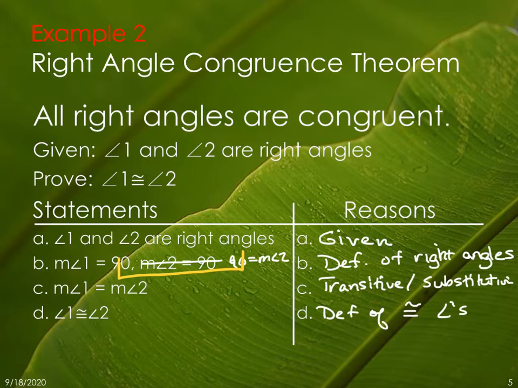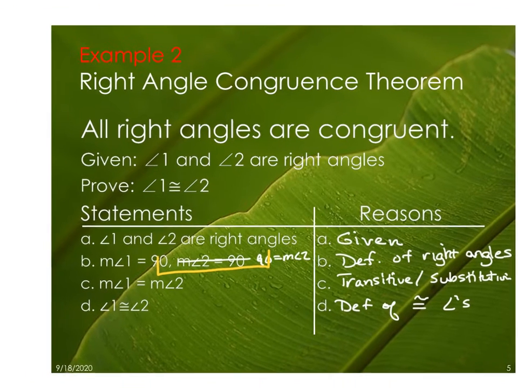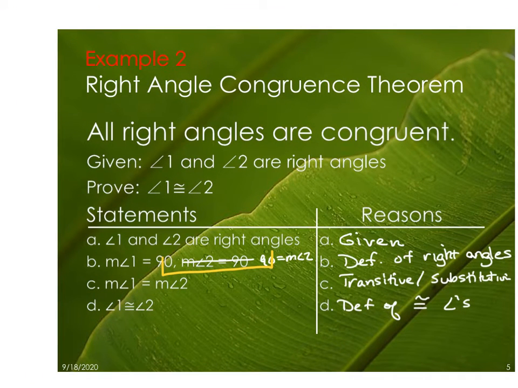Now, if you were given a question like this on the test, you could do it in 2 steps, because we now have proven this theorem. The first step would be given, and then the second step would be what you're trying to prove, and your reason would be the right angles congruency theorem. So instead of having to do these 4 steps, you could just say the theorem is your answer.